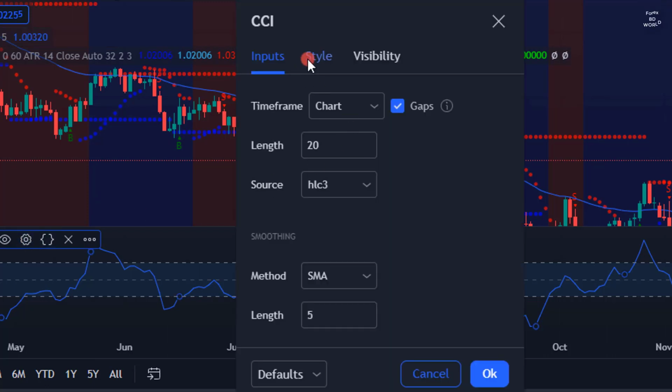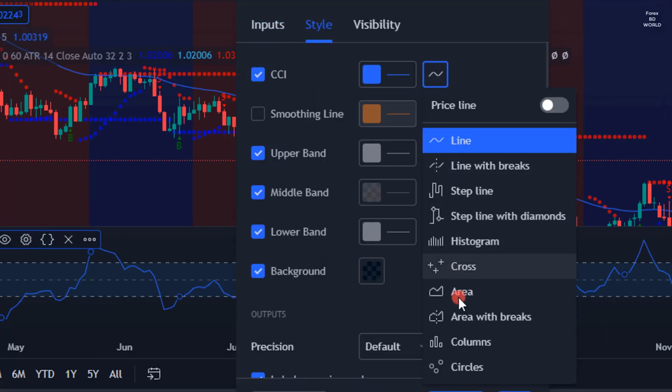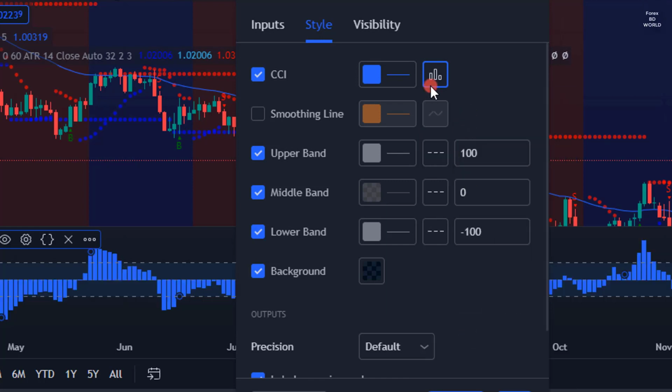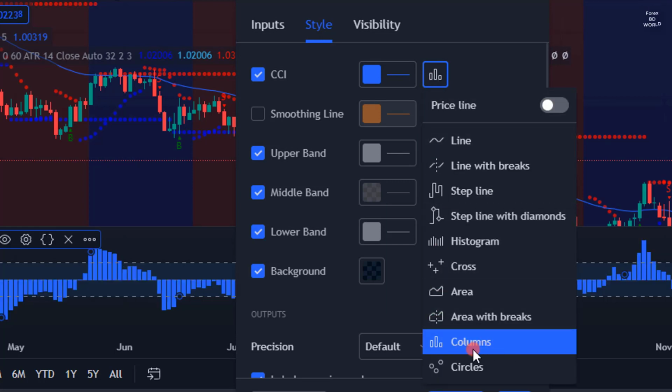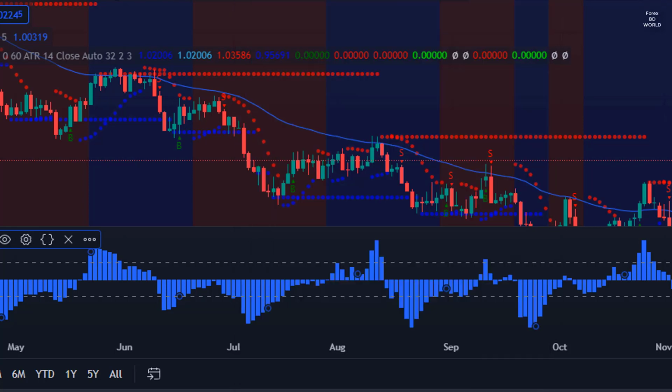So come to the settings option, and here we will set up the column instead of the line option above. Clicking here will bring up all the options from which you have to select the column. The next thing to do is to remove the middle band and background. Just remove the tick mark and it will work. This is the end of the work, but if you want, you can change the color or change the size of the line. We have done our work.